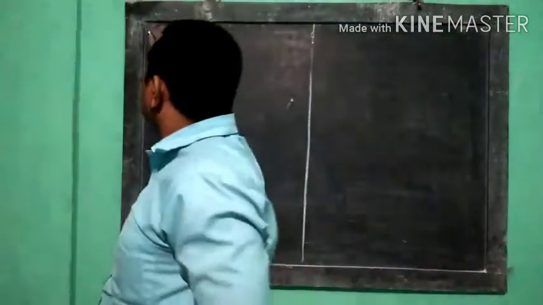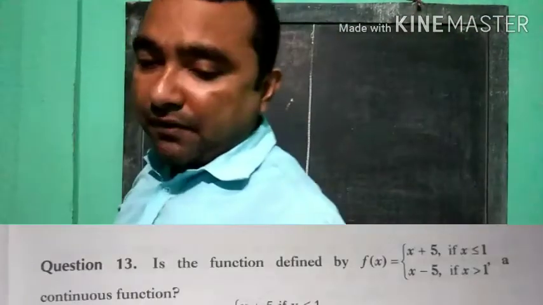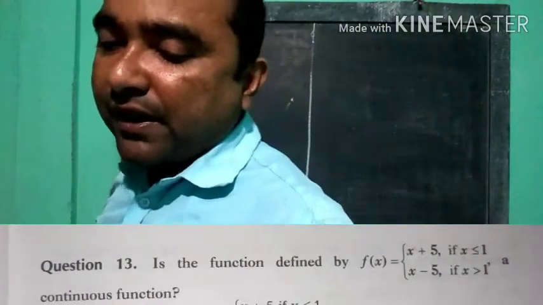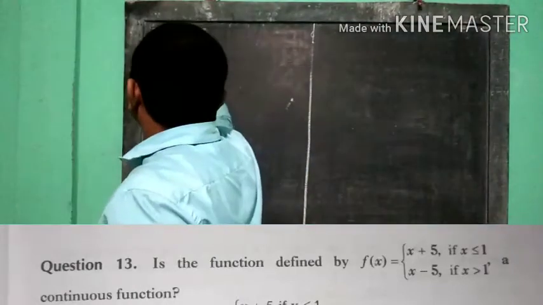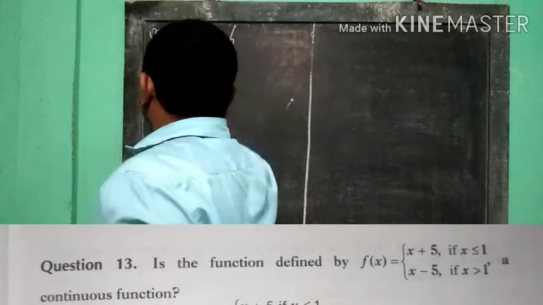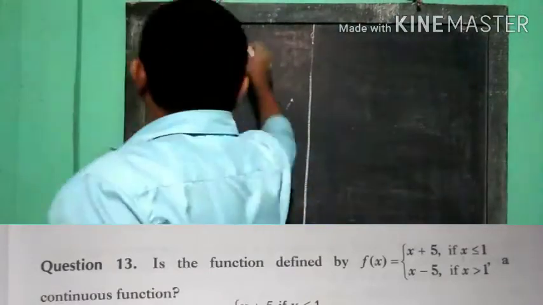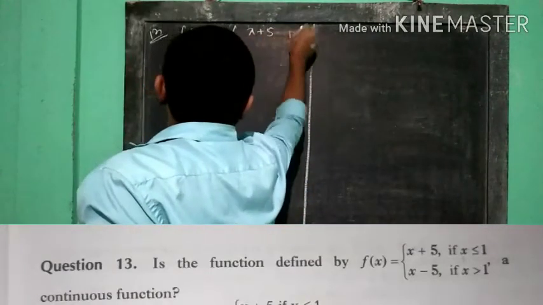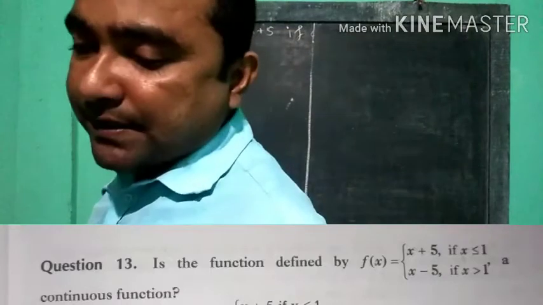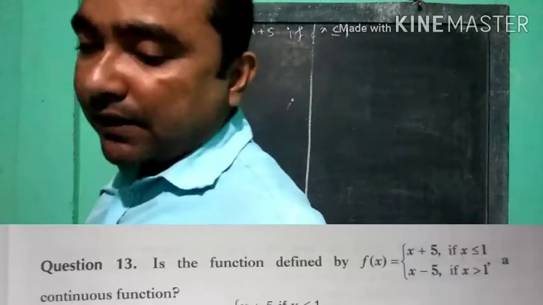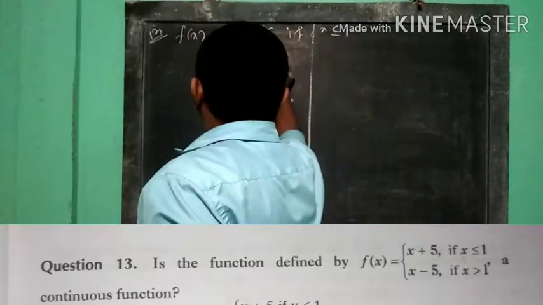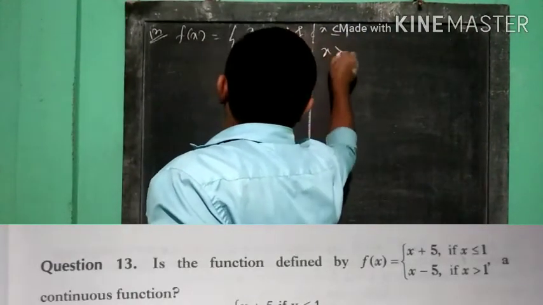Okay, now we are going to solve question number 13. Okay, question number 13. The question number 13 is what? f(x) is given. Is the function defined by f(x)? f(x) is a function. So first of all we write given function f(x) equal to what? f(x) equal to x plus 5. There is a condition here, if what? x is less than equal to 1. And another function is x minus 5 if x is greater than 1.